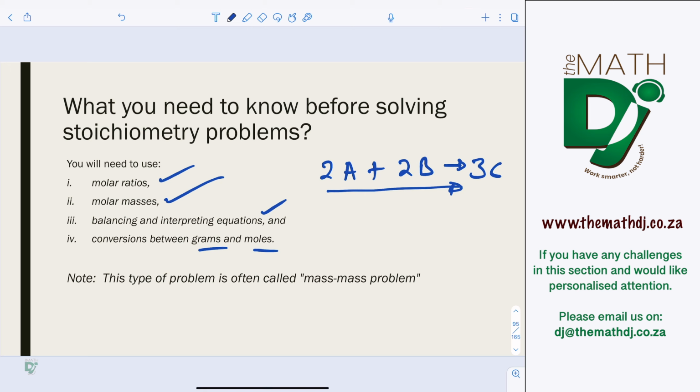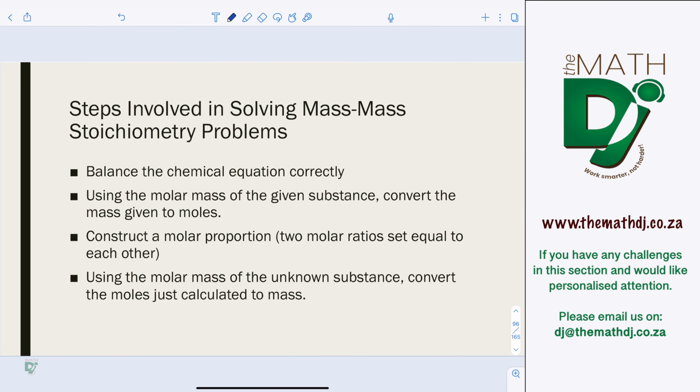So if you are given grams, it means you have to convert them to moles. This type of reaction is called mass-mass problems. That's just something to note. Steps involved in solving mass-mass stoichiometry problems.